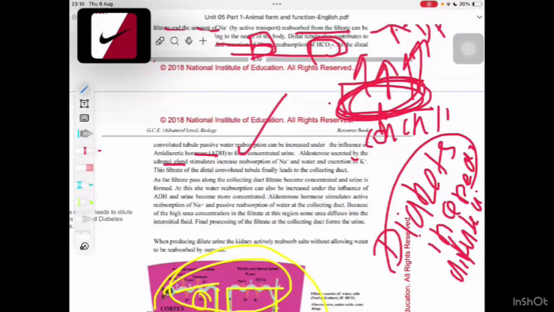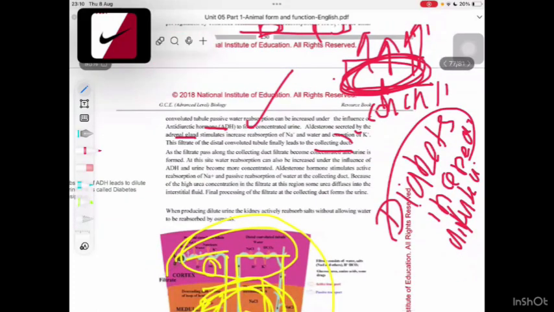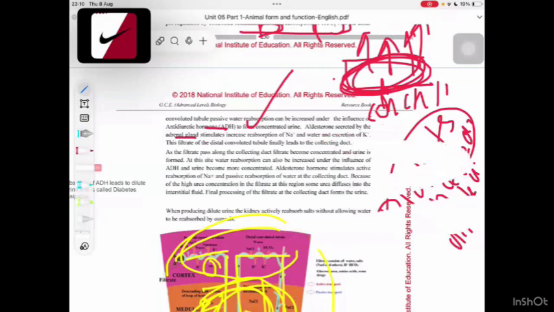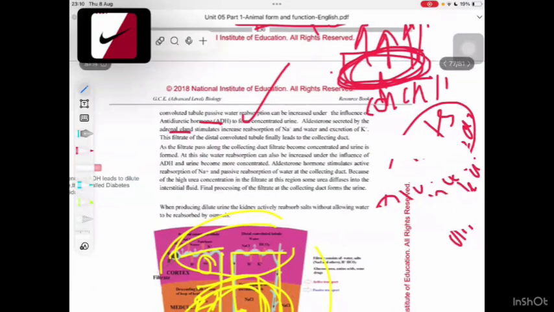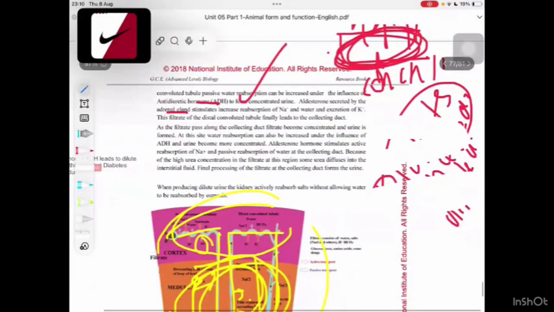So this filtrate of the distal convoluted tubule leads to the collecting duct. Remember, the collecting duct is not a part of the nephron, okay. All right. As the filtrate passes along the collecting duct, the filtrate becomes more concentrated and urine is formed. Why does the filtrate get more concentrated? Because ADH keeps on acting on it. As ADH keeps on acting on it, water gets reabsorbed continuously. So that means urine becomes more concentrated, right?